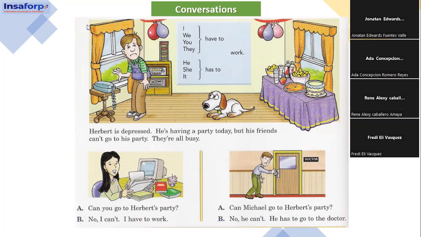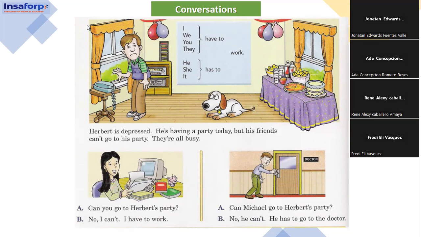Okay, now, here we have, for example, I don't know the name, but we can say she is Carmen. Or Marillita, or Carmencita, or Florcita, I don't know, right? And you make the question, can you go to Herbert's party? No, I can't. Obligation, I have to work. Now, Michael, can Michael go to Herbert's party? No, he can't. He has to go to the doctor, right?